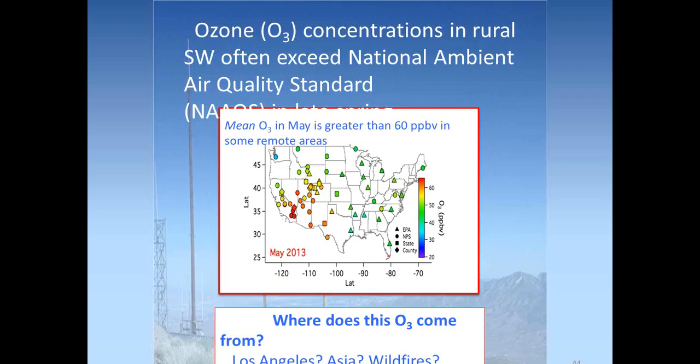ELVIS was designed, we went out there at the invitation of the Clark County Department of Air Quality, and they supported much of this work to try to help them understand where this ozone is coming from, how much might be just coming from Los Angeles or from Asia, wildfires, or what might be coming from the stratosphere. The next slide just provides a little background here.